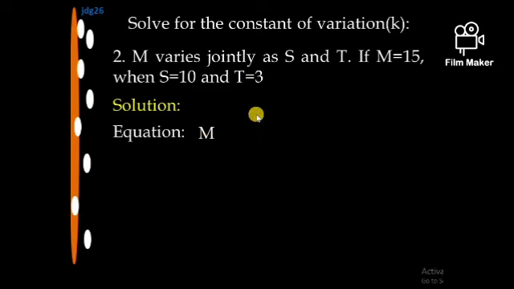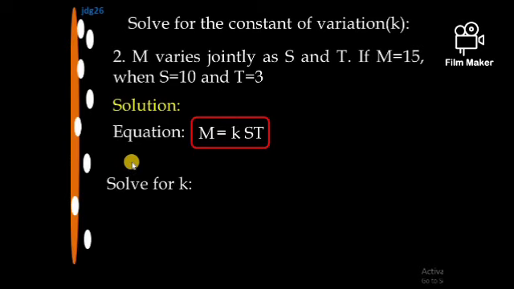Since varies jointly, same lang siya ng direct variation. So equals K na natin yan. And then, S and P ay nakamultiply din dun sa letter K. So, we have now the equation M equals K times S times P. And that's it. Now, let us solve for K.